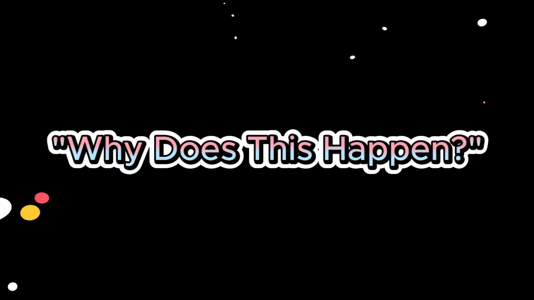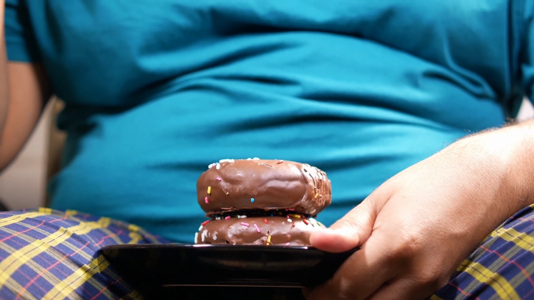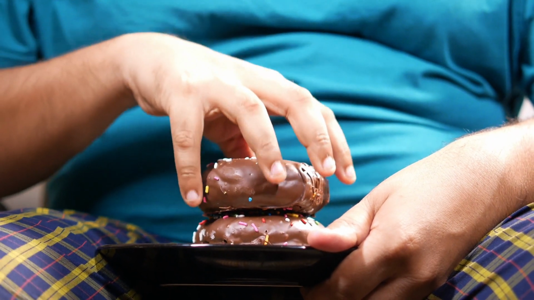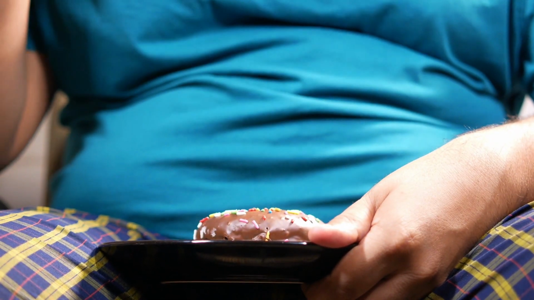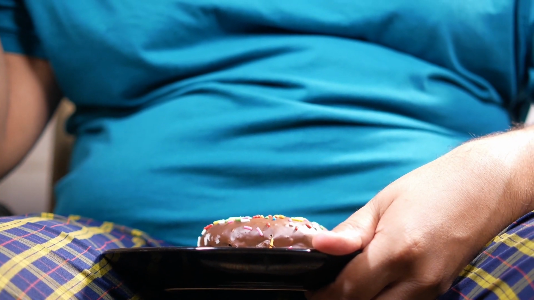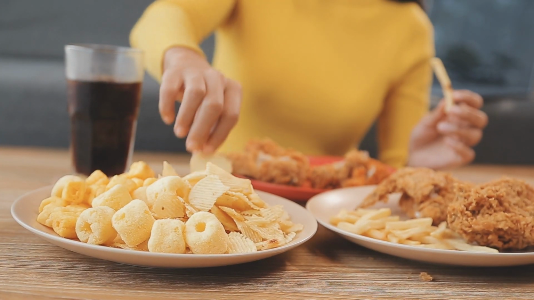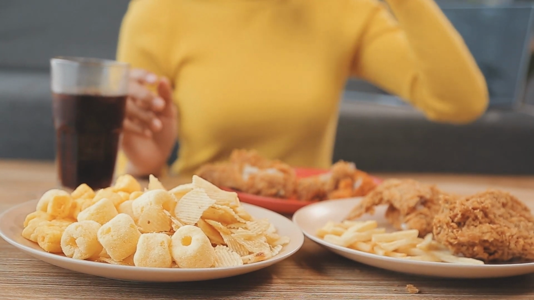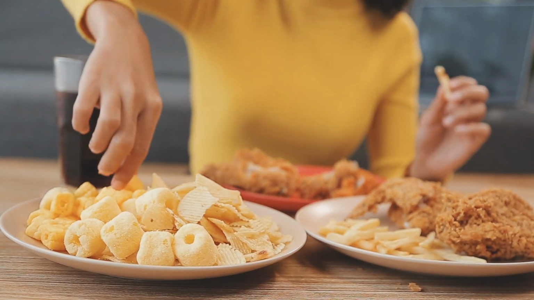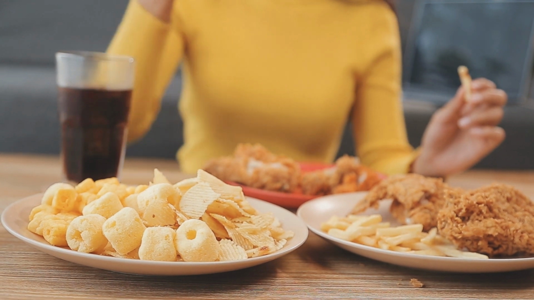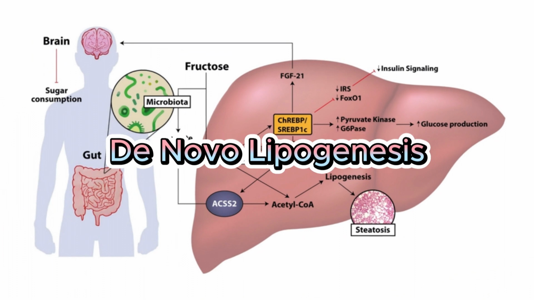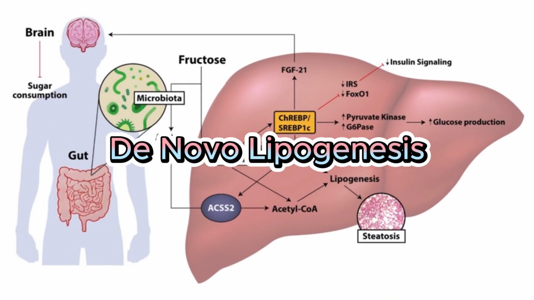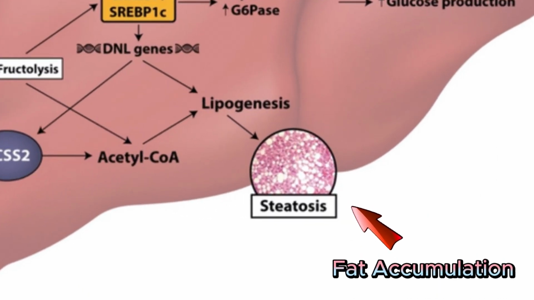But why does this happen? Several factors can contribute to the development of fatty liver. One of the primary culprits is excessive consumption of fructose and sugar. When we consume high amounts of fructose and sugar, especially in the form of processed foods and sugary beverages, the liver becomes overwhelmed and converts the excess sugar into fat. This process, known as de novo lipogenesis, leads to the accumulation of fat in the liver cells.